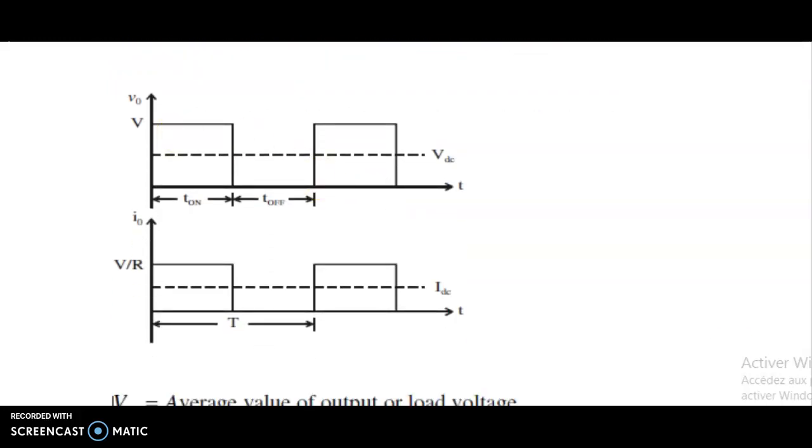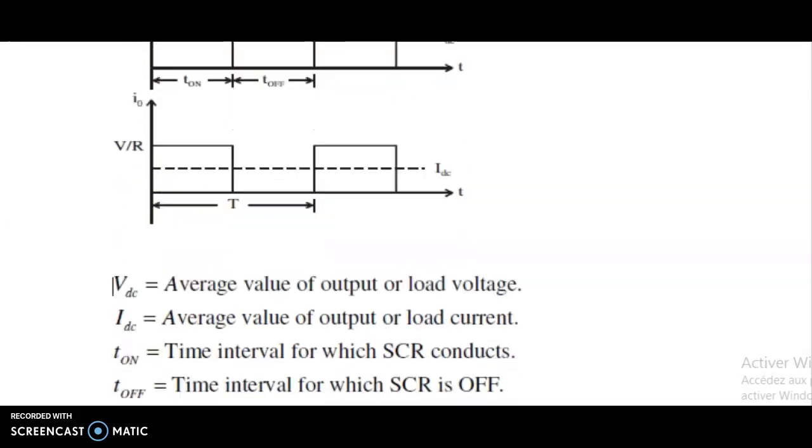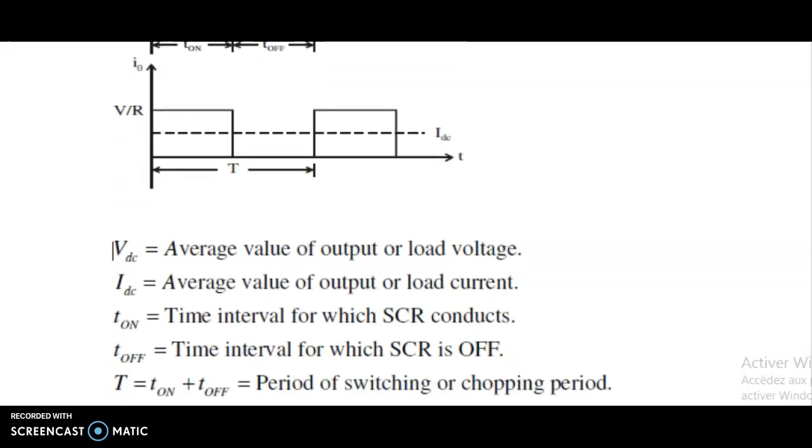This is also the current. Remember, current and voltage are directly proportional, so it's fitting that we have a graph of the current below. VDC is the average value of the output or load voltage. We're between 0 and maximum, so the average is in between.